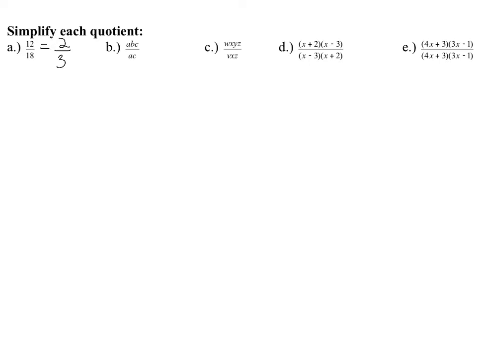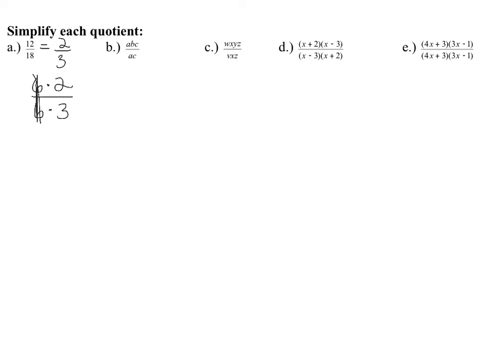So that's just reducing a fraction like normal. Now let's just for a second take a look at why that's allowed, right? If I were to break up 12 into 6 times 2, and 18 into 6 times 3, well, we can see here that the 6's cancel out.